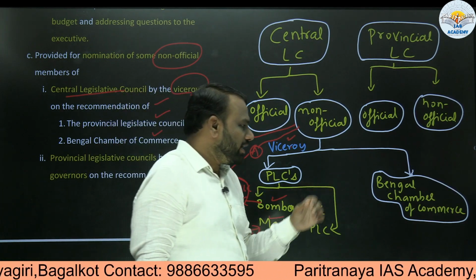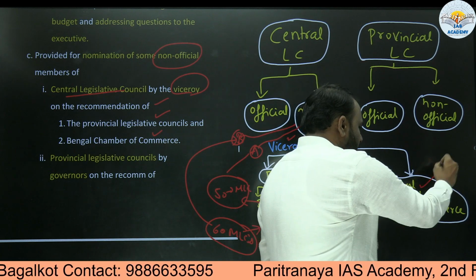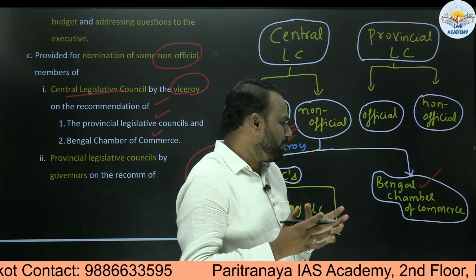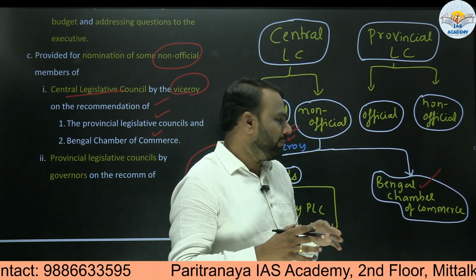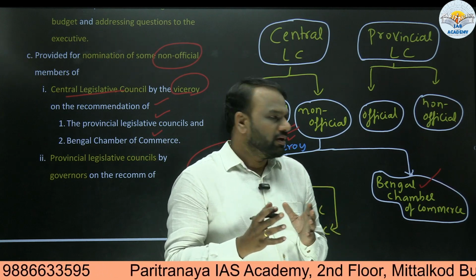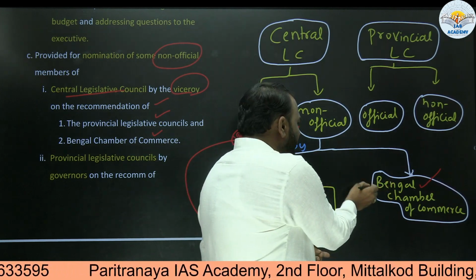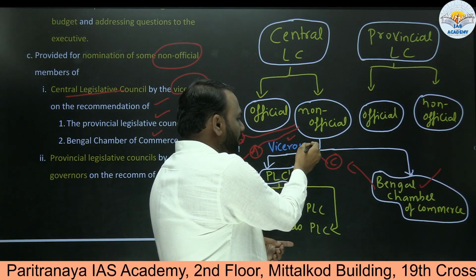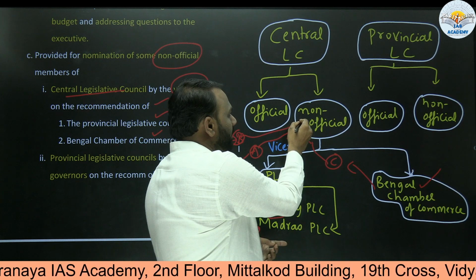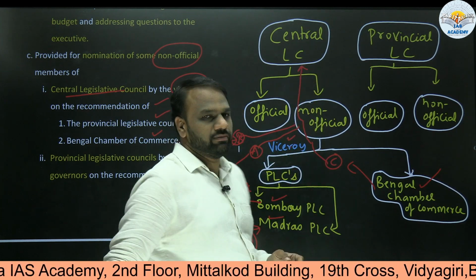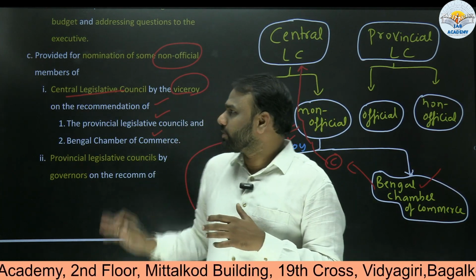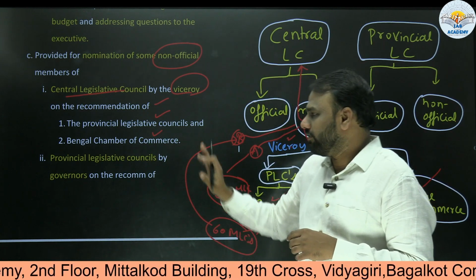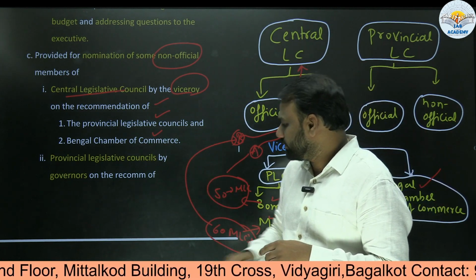Next, apart from that, there was a chamber called the Bengal Chamber of Commerce. Okay, so this is just a group of people who are involved in commerce and all. So they had their own body. So for this body also, it recommended, let us assume, person C. So based on their recommendation, Viceroy appointed person C as non-official member to Central Legislative Council. So this provision, again, was added through 1892 Act, a very important provision.